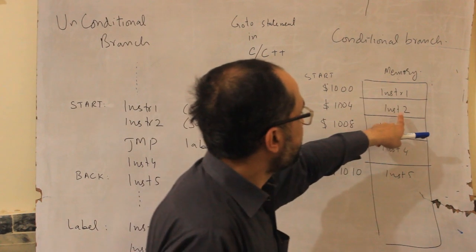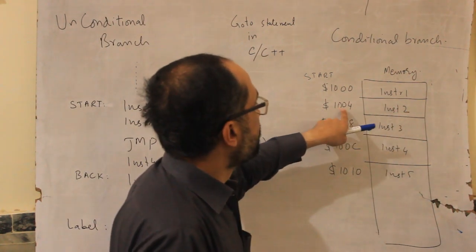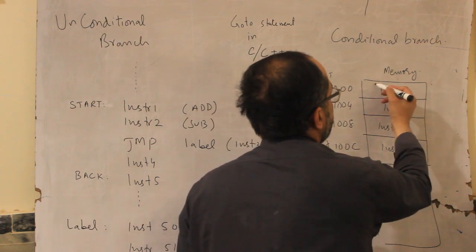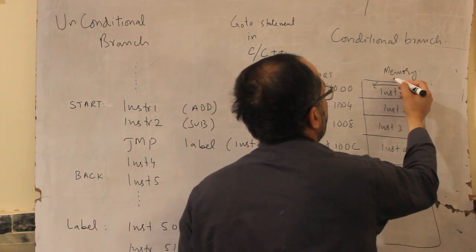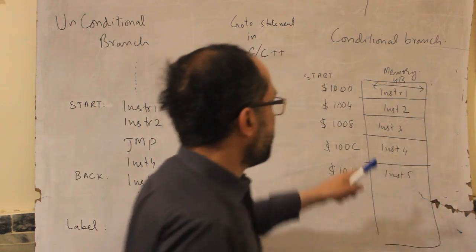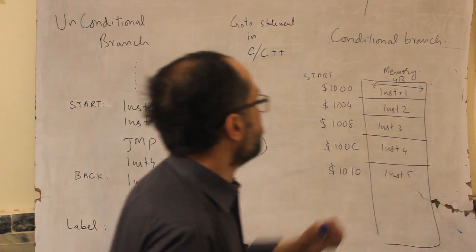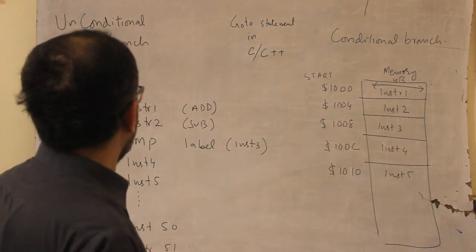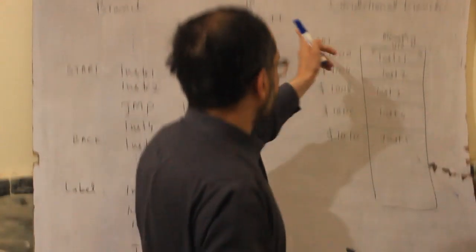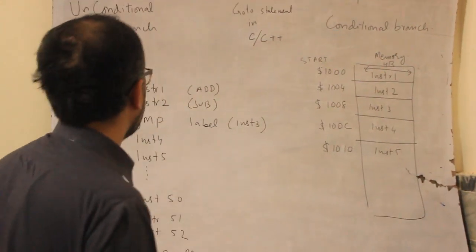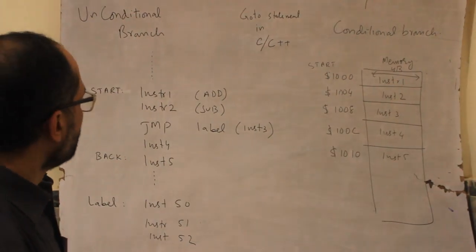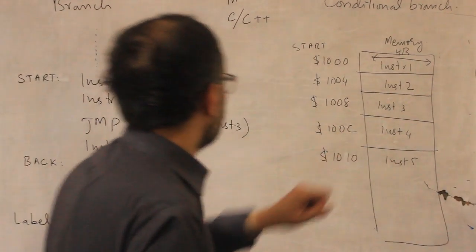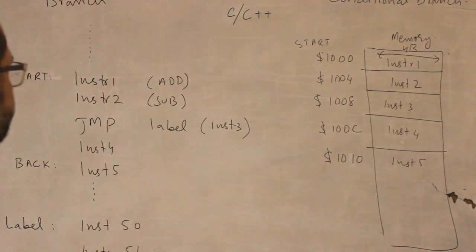So the address of the second instruction, instruction 2, is 1004, because the size of each instruction is 4 bytes. And the address of instruction 3 is 1008. If you look at this fragment of the program, the address of instruction 4 is 100C, and so on.